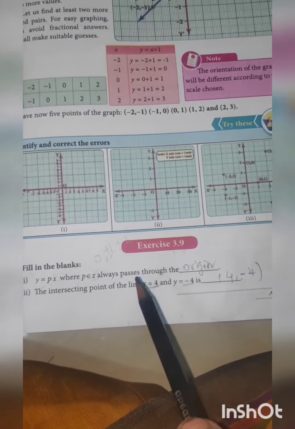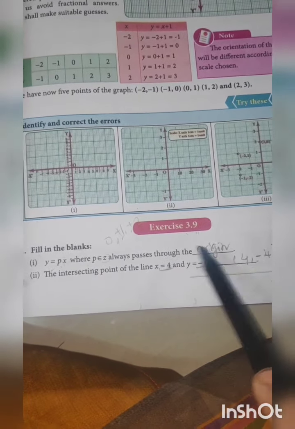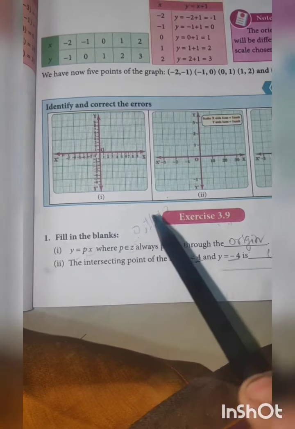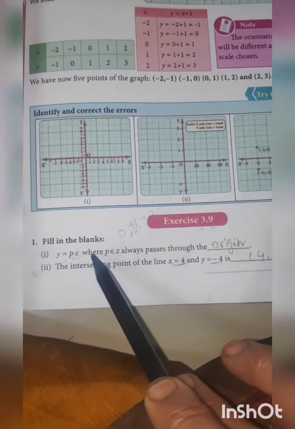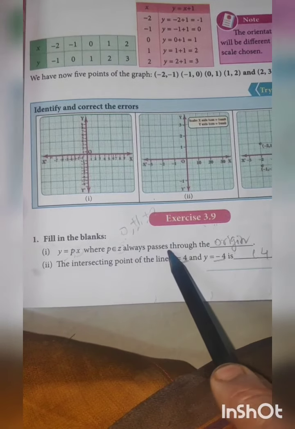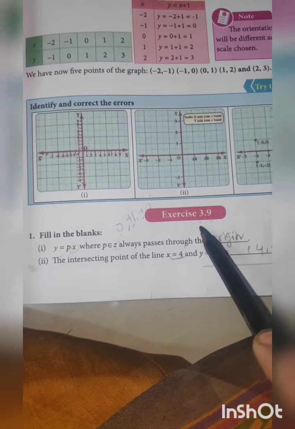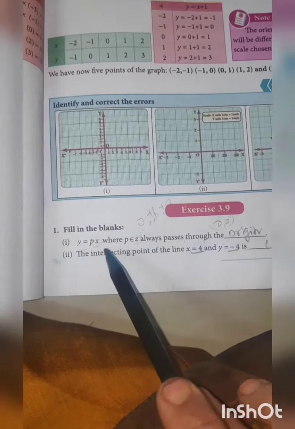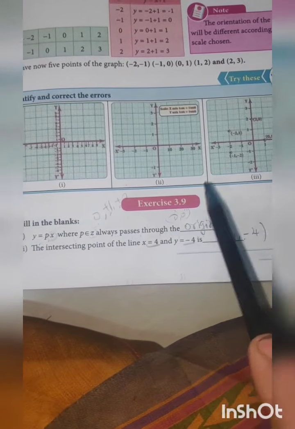So it passes through the dash. First, 0. Instead of x you write 0. 0 into p equal to what is the answer? 0. So definitely this line passes through the point 0, 0. That is called the origin. So what is the answer? Write origin.